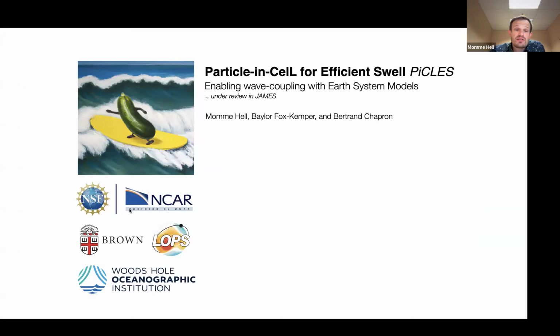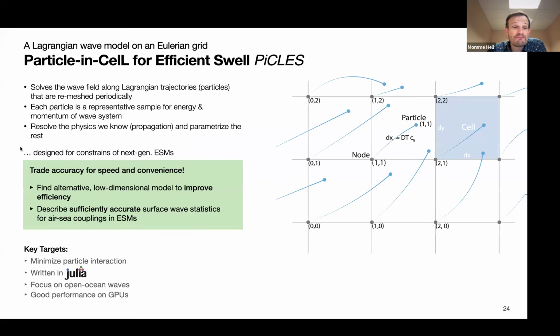Instead, we present here this alternative wave model, which is Pickle, parting itself for efficient swell. The logo is this pickle running on a surfboard in the wrong direction. That's an AI-generated logo. And the idea is the following: we trade accuracy for convenience.